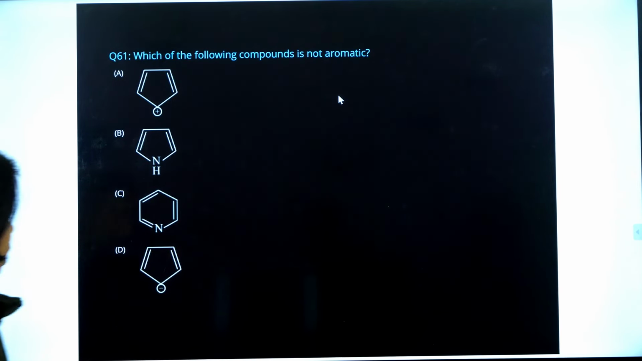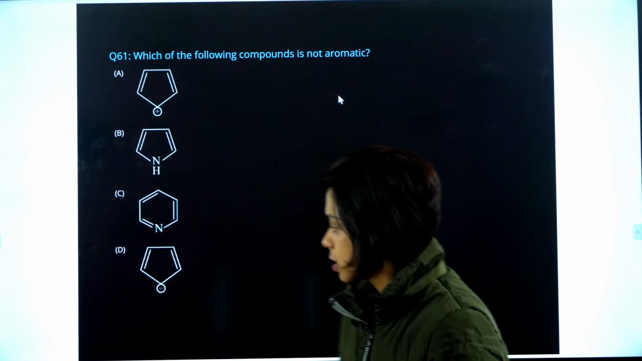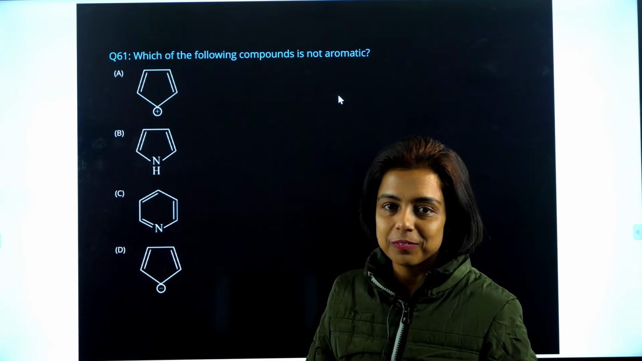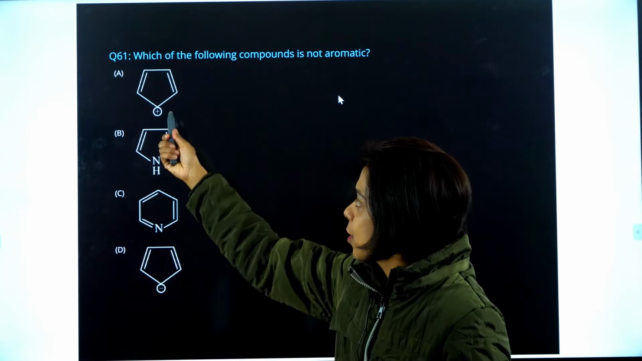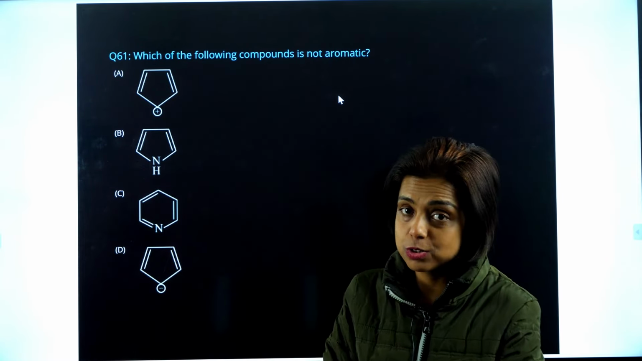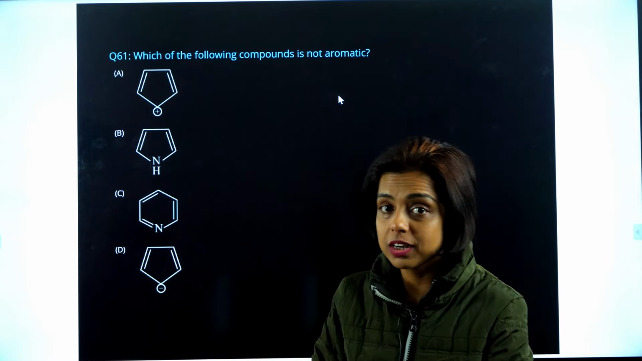Which is not aromatic? Simply you are supposed to apply Huckel's rule, 4 pi electrons. Quickly, because there is a positive charge, 4 pi electrons, planar, resonance, but 4 pi electrons. So it is anti-aromatic. Let's check the others: this is also aromatic, this is also aromatic. So the first has 4 pi electrons, so it is anti-aromatic, not aromatic. So we'll mark our answer quickly as A. Very easy question.